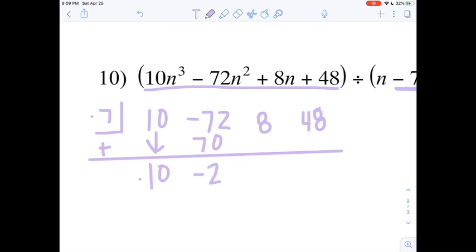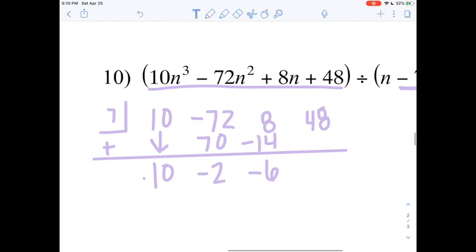So I get negative 2. Then you're going to do 7 times negative 2, that's negative 14. That goes in the next spot, and you're going to add those two together, and I get negative 6. Then 7 times negative 6, that's negative 42. Negative 42, then you're going to add those two together, and you get positive 6.